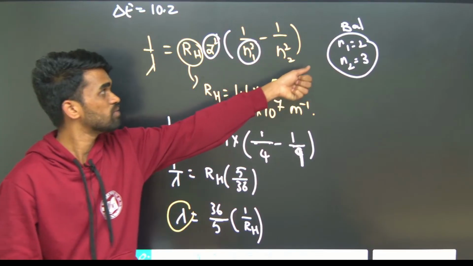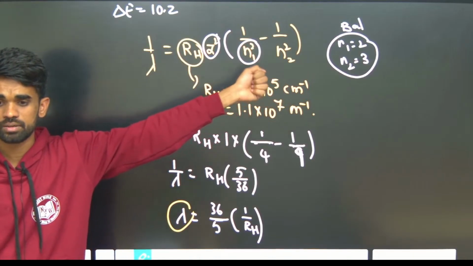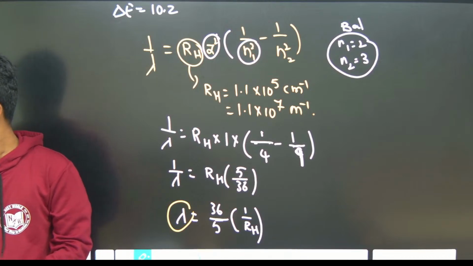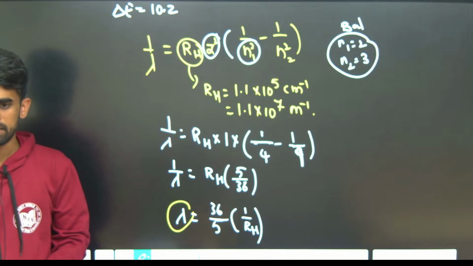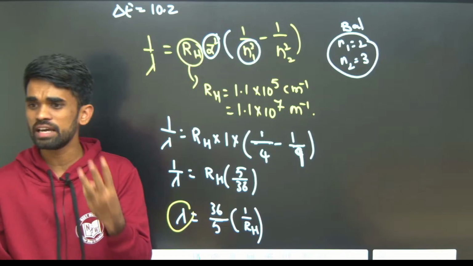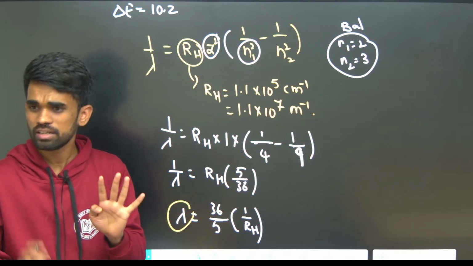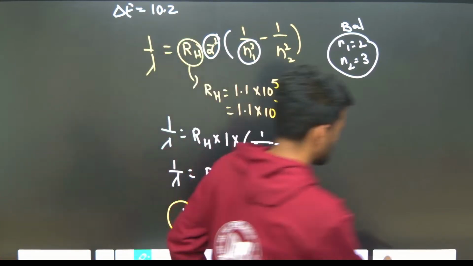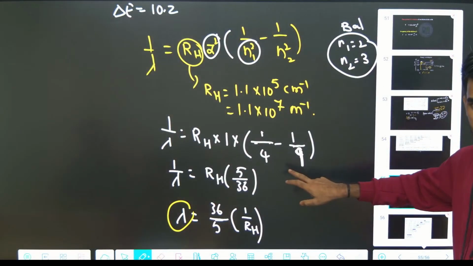Similarly, if they ask for the second line of Paschen, n1 equals 3, n2 equals 5. That's it. If I say second line, the difference should be 2. If I say third line, the difference should be 3, like that. If I say fourth line, the difference should be 4. Whatever may be the series. Is this clear up to here?